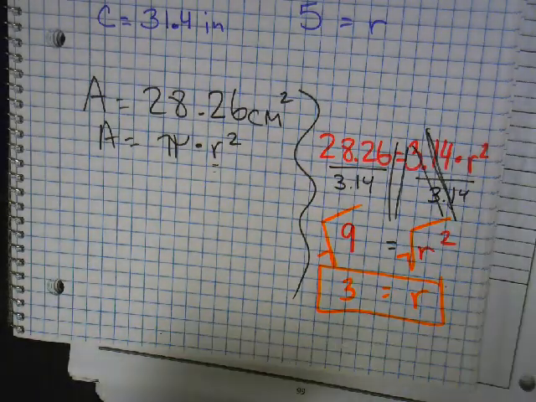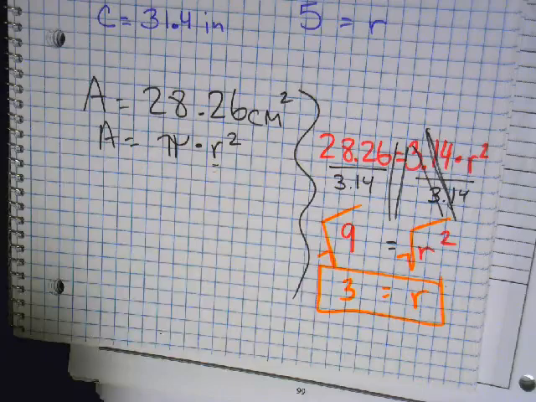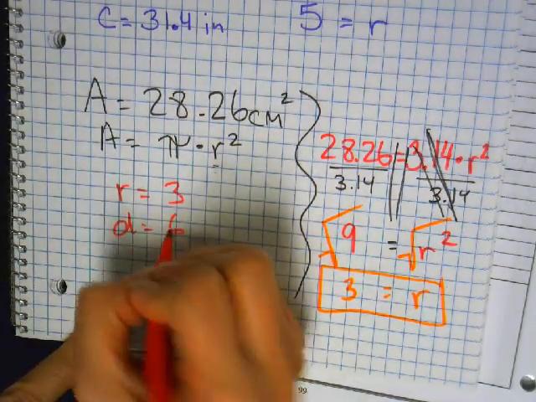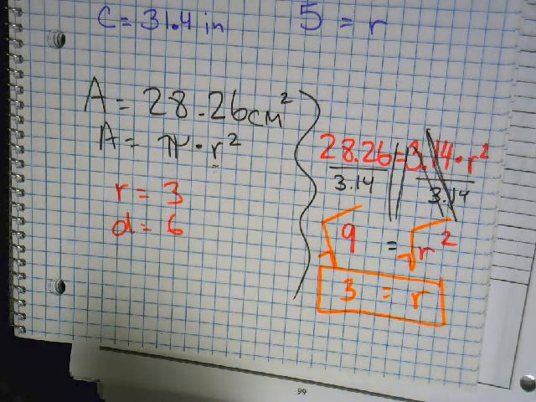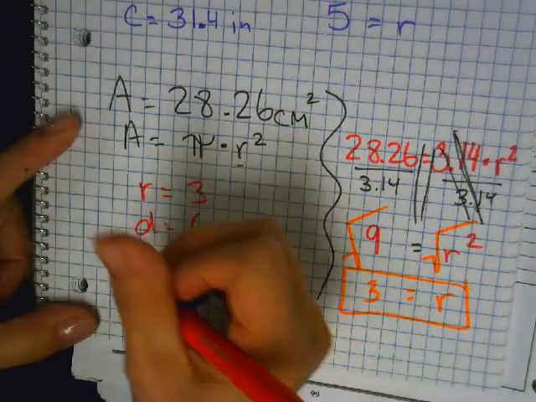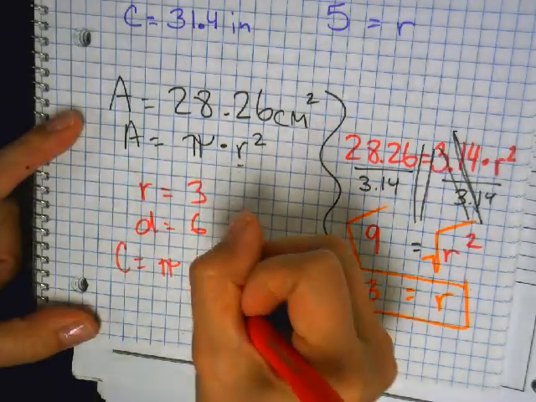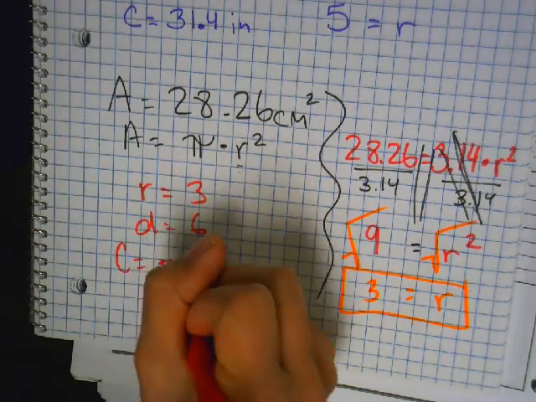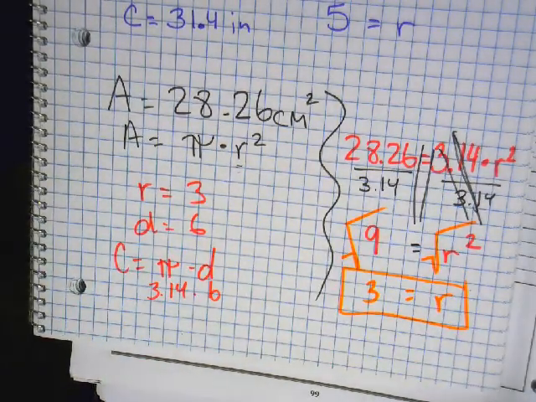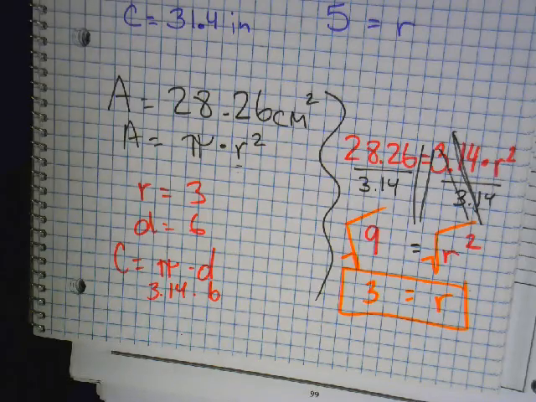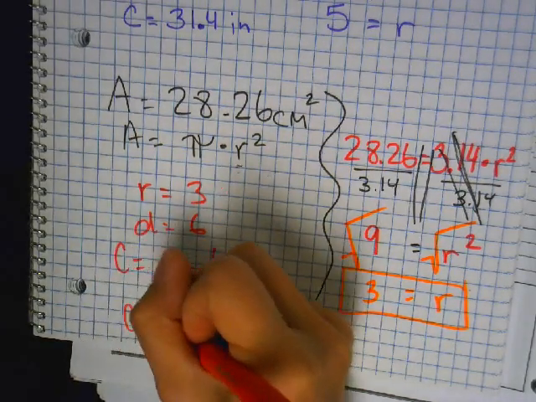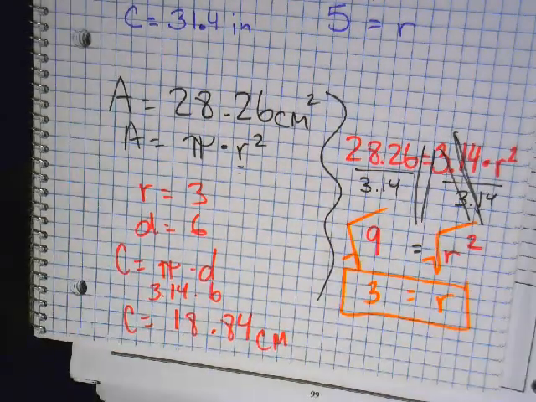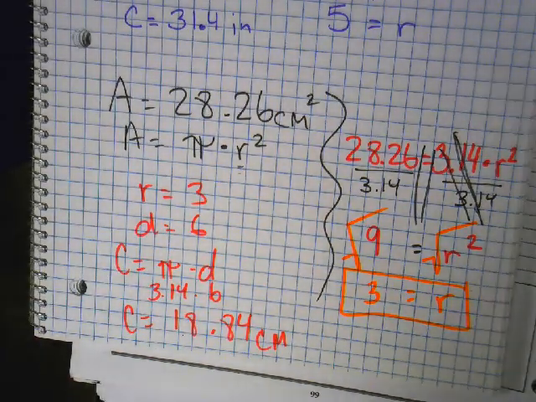Well, if you know what r is, what's d? 6. R equals 3, d equals 6. So can you find circumference? What is circumference equal to? Pi times d. What is pi? 3.14. What is d? 6. Circumference is equal to 18.84 centimeters. Are we okay?